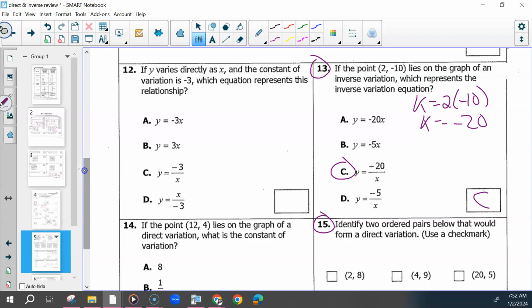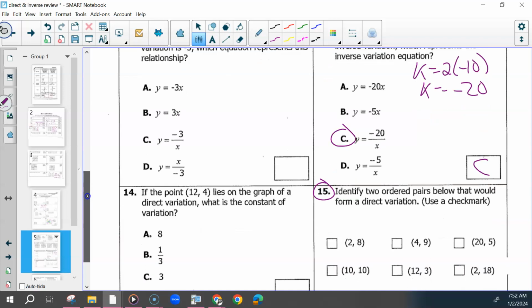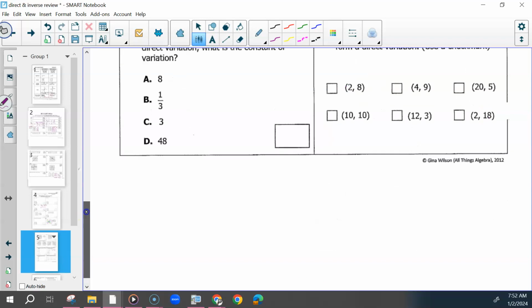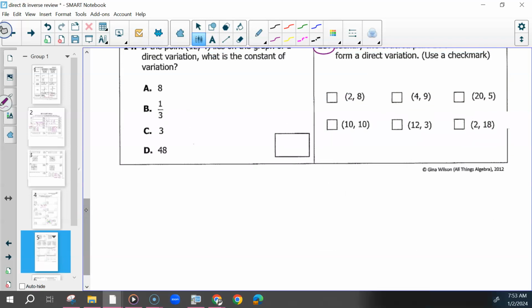For 15, identify two ordered pairs that would form a direct variation. So we have to divide each set and see which ones are the same. So 8 divided by 2 is 4. 9 divided by 4, we're just going to leave that as a fraction. 5 divided by 20, so not 4, but 1/4. 10 divided by 10, 1. 3 divided by 12, not 4, but 1/4. 18 divided by 2.